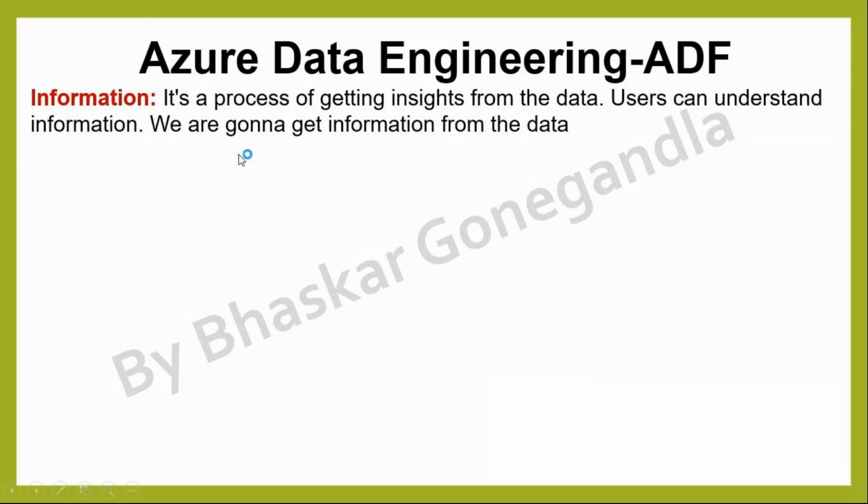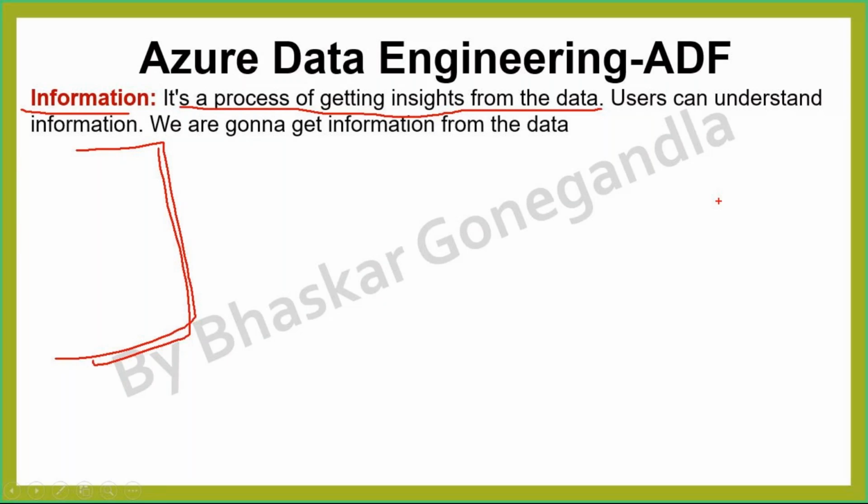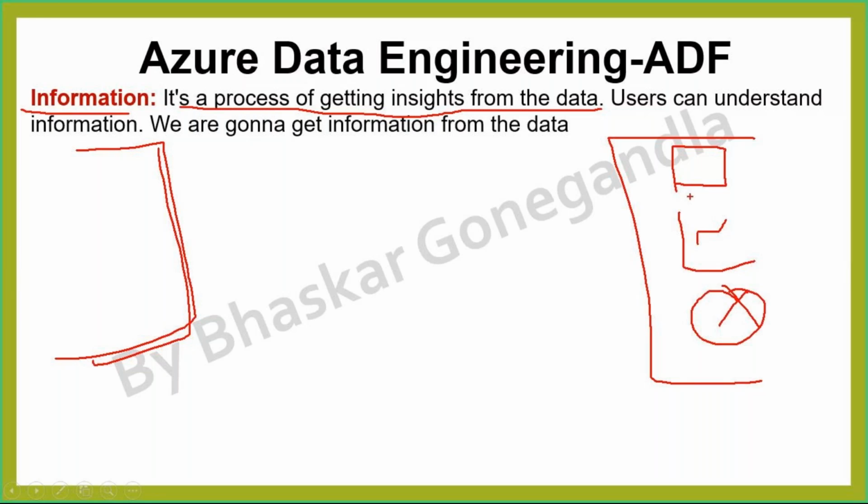So we talked about information also. I'm just giving 3 points here. It's a process of getting insights from the data. If you remember, on one side we will be having data and on the other side we will be having the reports that we have seen. The report will be in the form of a table or charts, something like that. That is what the insights are, that is what the information is, so users can understand information.